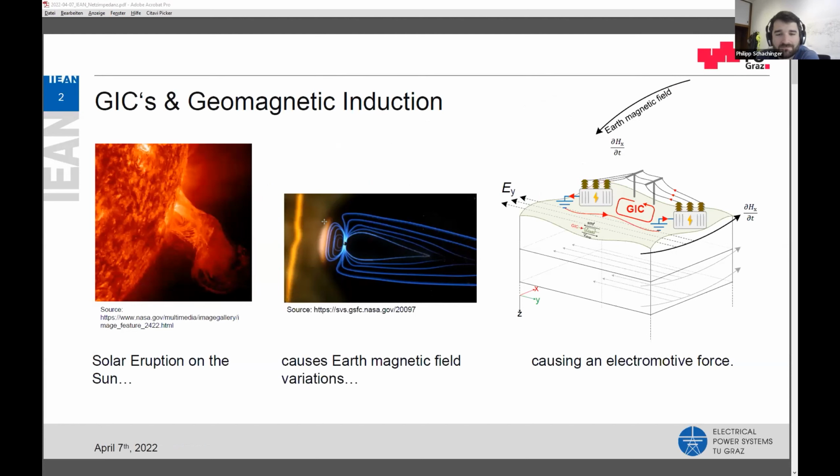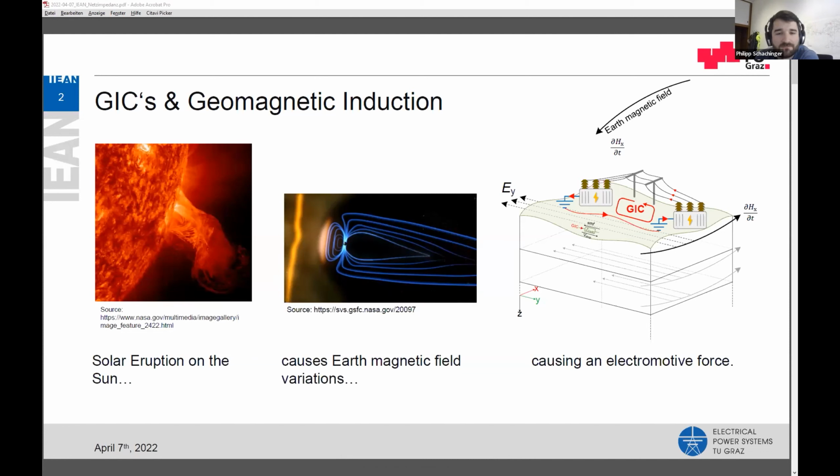And there are these DC currents in our power grid, which have many sources, but one of the main sources are solar storms, which occur during solar eruptions on the sun, which are also called coronal mass ejections, which are actually clouds of charged particles which move from the sun towards Earth and cause a magnetic field variation in the Earth's magnetic field. And we all know Maxwell's equations and the law of induction, and every changed magnetic field leads to an electrical field.